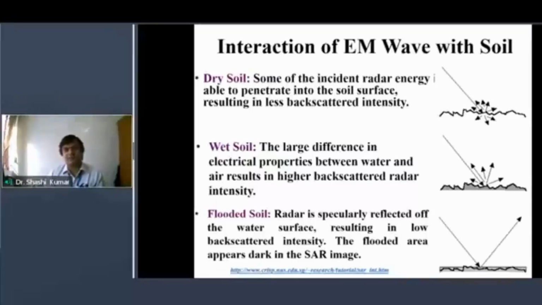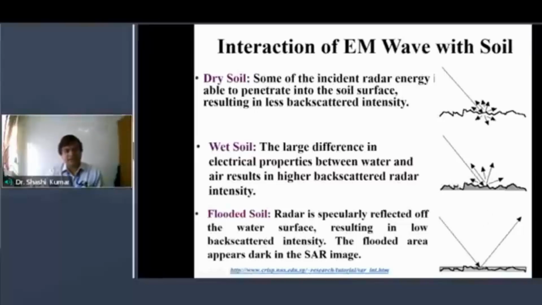Suppose there are two patches of land. In one patch, suppose there is no moisture, and in another patch, suppose there is a high amount of moisture. The land parcel which has a very low amount of soil moisture is going to appear dark in the SAR imagery, and the wet soil is going to appear bright in the SAR imagery.